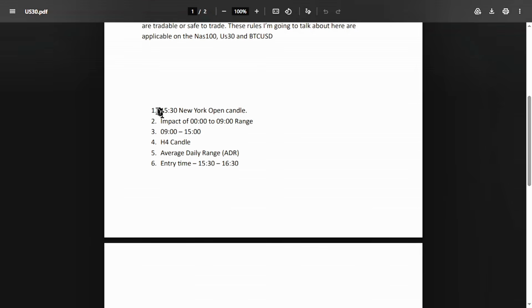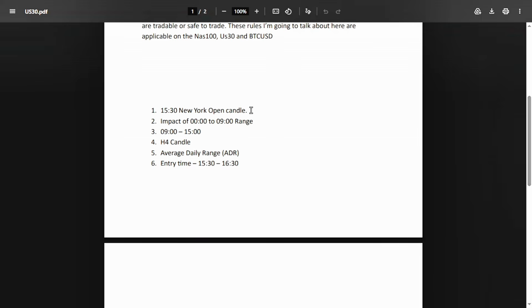Now let's start. Number one, we've got the 1530 New York Open candlestick. Now, this candlestick is the one that takes us into a trade most of the time. It's the one that opens and pushes all the way to our entry point and takes us into a trade, and then we jump into the trade and then we make profit. That's what this 1530 New York Open candlestick does. It takes us into a trade.